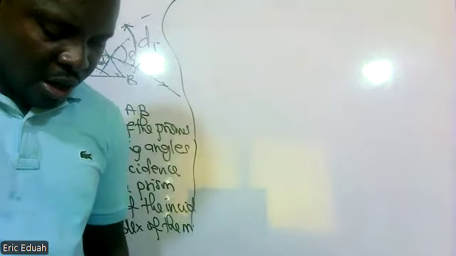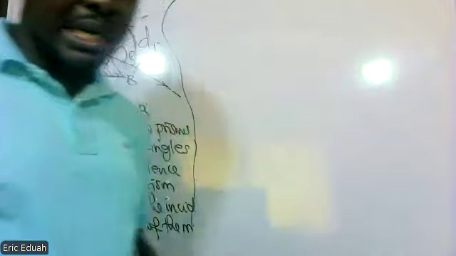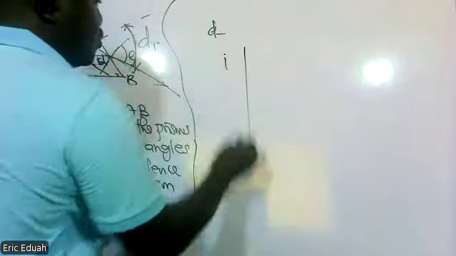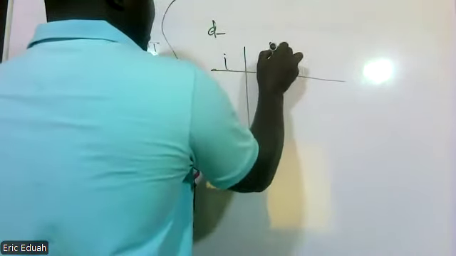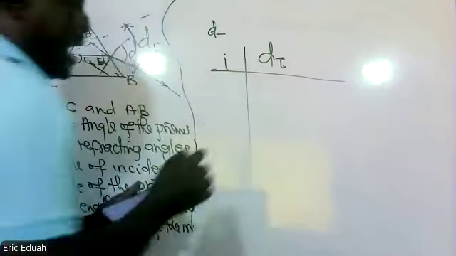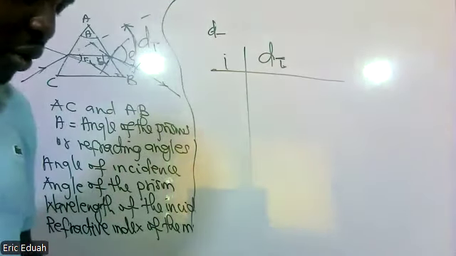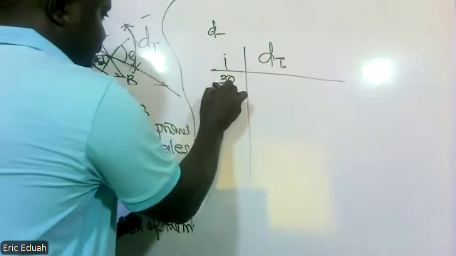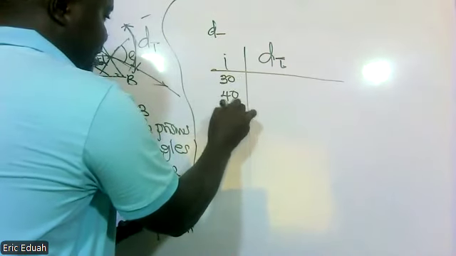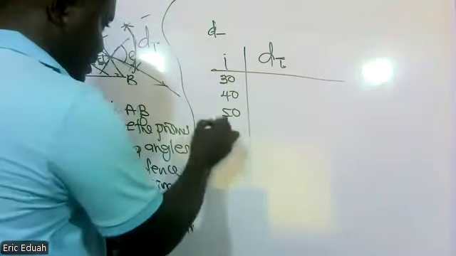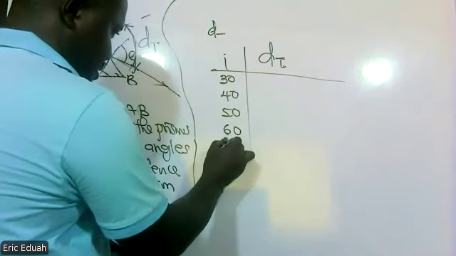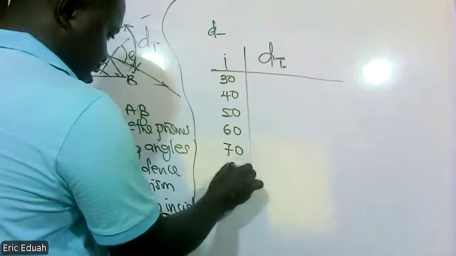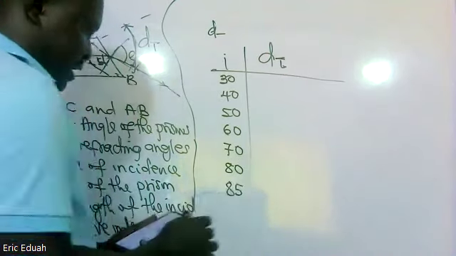So we are looking at the last column, dt, the total deviation. So let's compare I to dt, because the argument is that as I increases, total deviation decreases. So we started with when I is 30, 40, 50, 60, 70, 80, and 85.